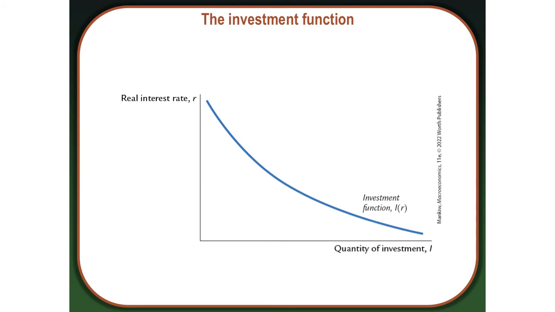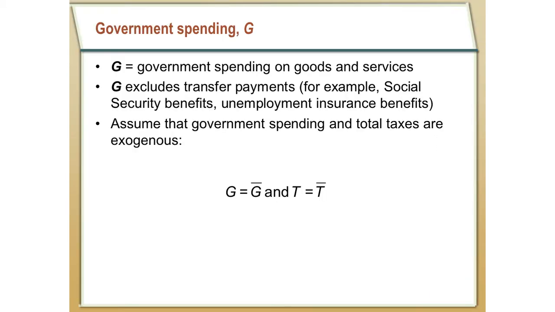If you're saying, hey, that looks like a demand curve, well, you're right. This is a demand curve. This is a relationship between the quantity of investment and what is essentially the price of investment. So this investment function here is indeed the demand function for investment. For any given real interest rate, the investment function tells us the quantity of investment that the firms are willing and able to engage in.